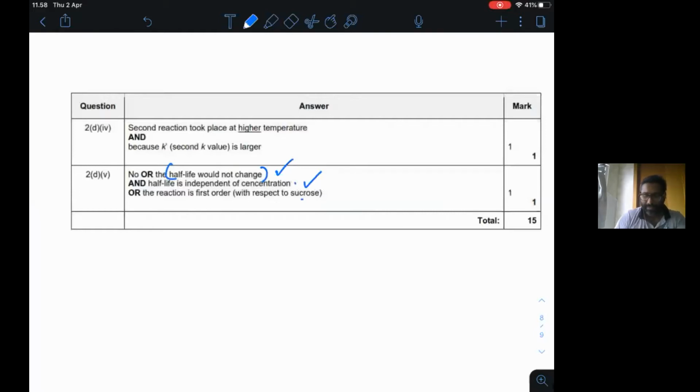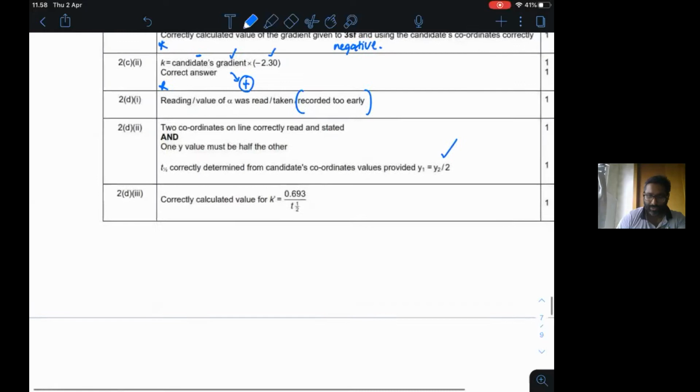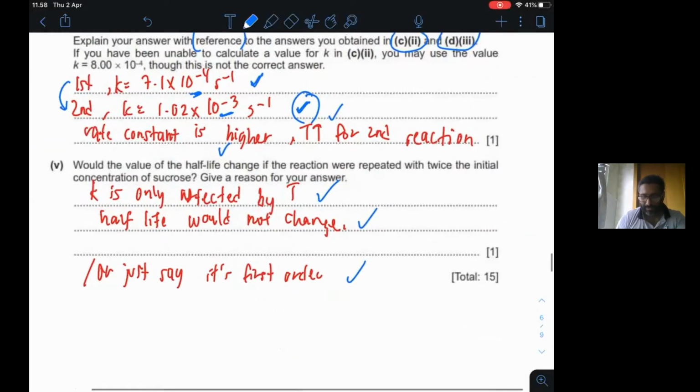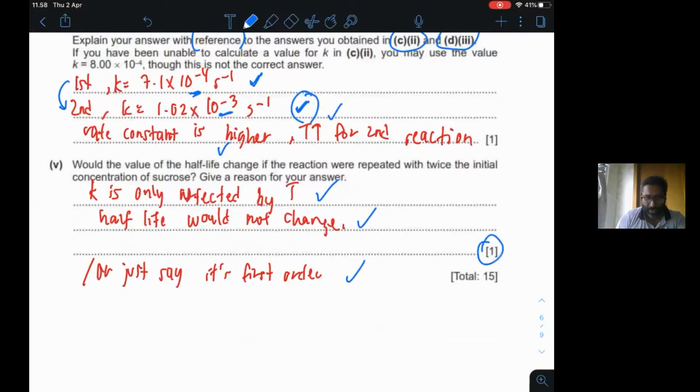If you just give only one statement, the half-life will not change, you will only get 1 mark. So it's going to be a 2 marks question. So you need to explain it clearly. In order to get the full marks, you must have those 2 statements. So be careful with this, because they actually ask 2 questions: give a reason, and whether it will change or not. Is that clear?